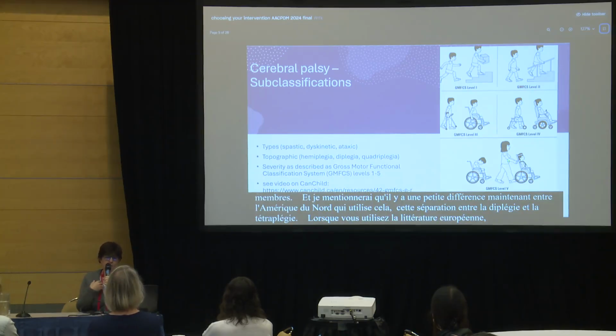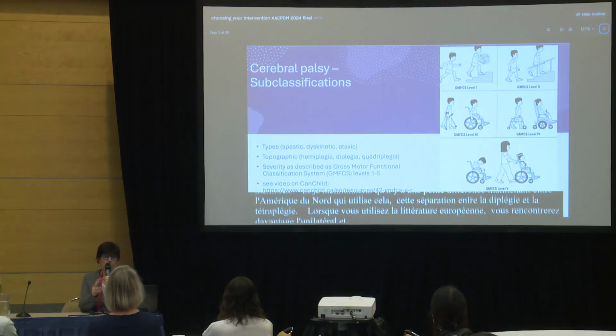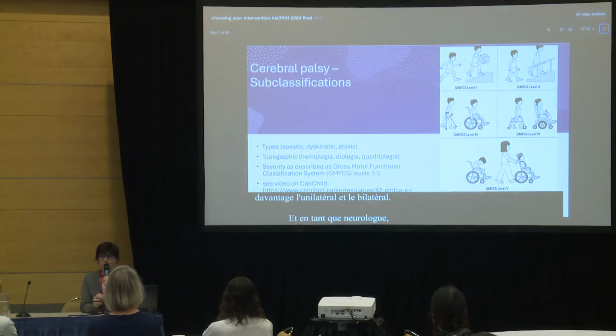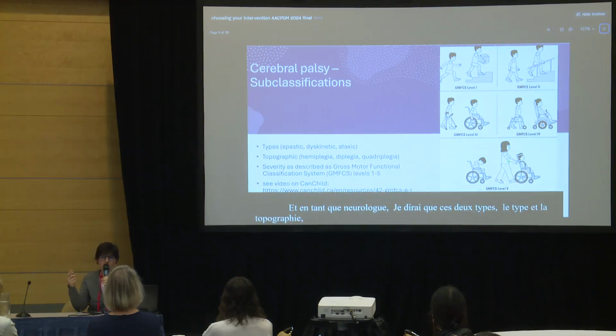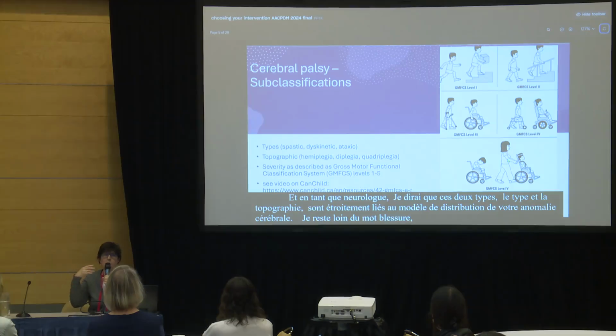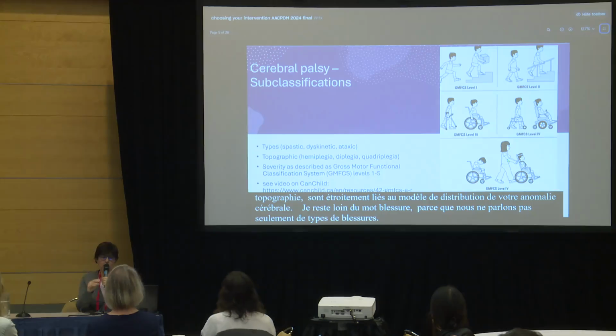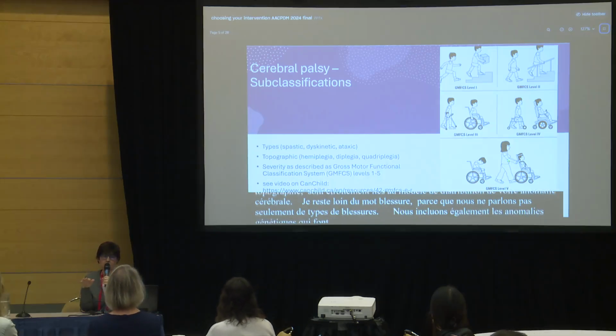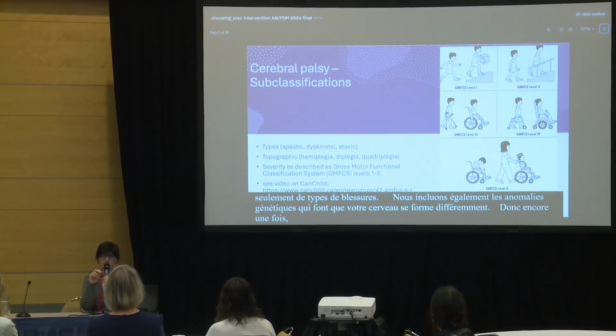And as a neurologist, I will say that those 2 types, the type and the topographic, are very much tied into the pattern of distribution of your brain abnormality. I'm staying away from the word injury, because we're not only talking about injury patterns. We also include genetic abnormalities that make your brain form differently. So again, when I talk about principles of intervention, it is important to recognize that based on your anatomy, we might have different pathways.